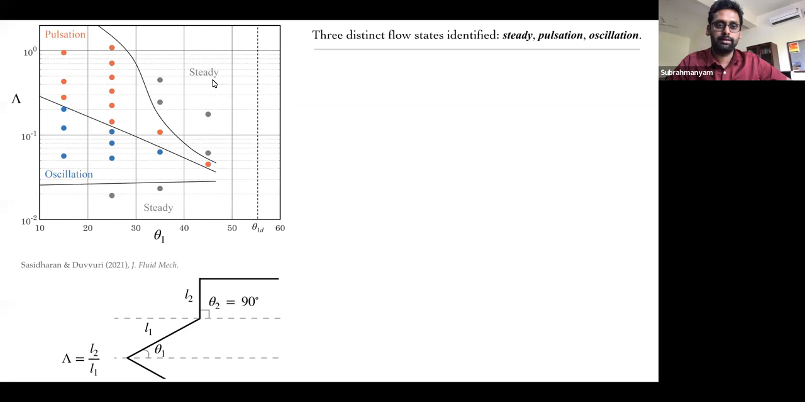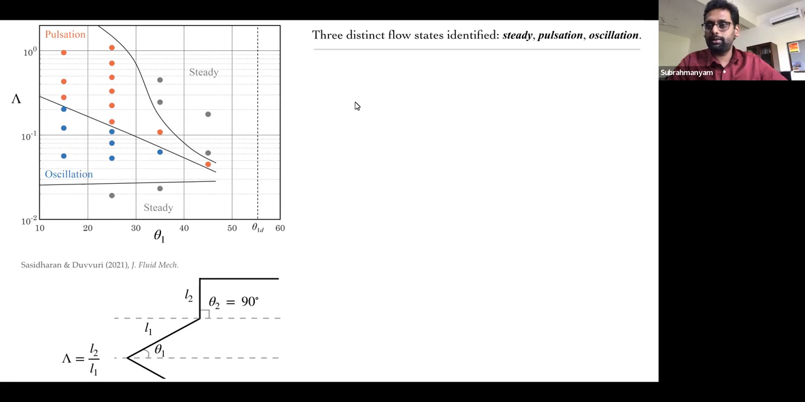And these three states that we've identified are cases where the flow is steady, cases where the flow is unsteady and in a state that we call pulsation. And the third flow state is again an unsteady flow state that we call oscillation. This terminology of pulsation and oscillation is something that I'll explain in detail shortly.